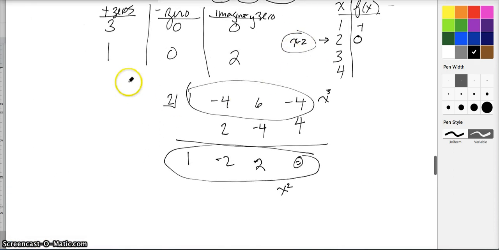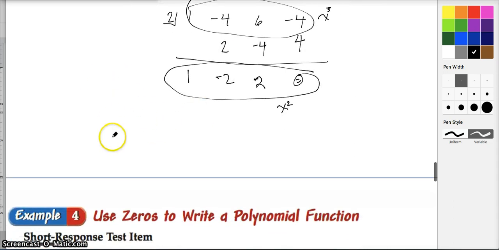X minus 2 is a factor. So let's go ahead and deal with the depressed equation. So we have x squared minus 2x plus 2. And this is the depressed equation that we have. Let me really bring this concept home.